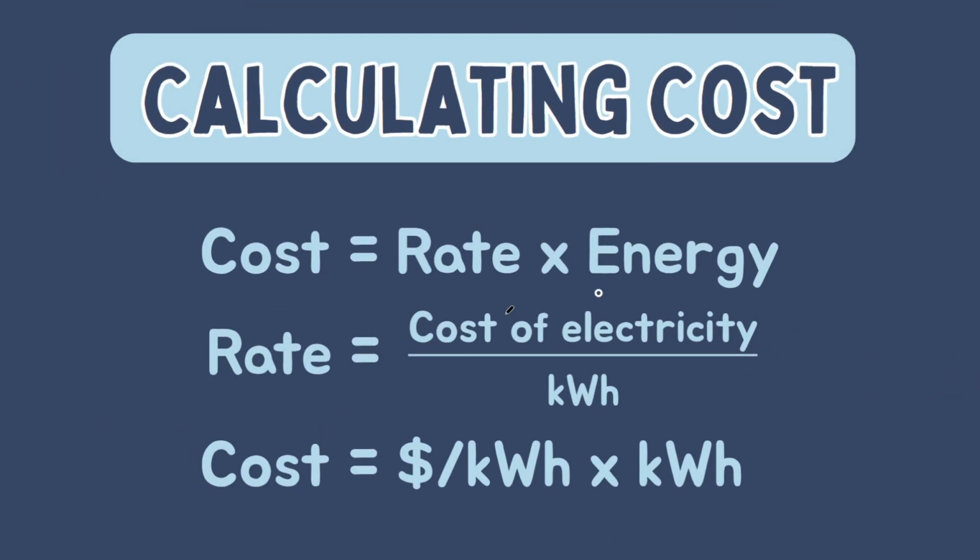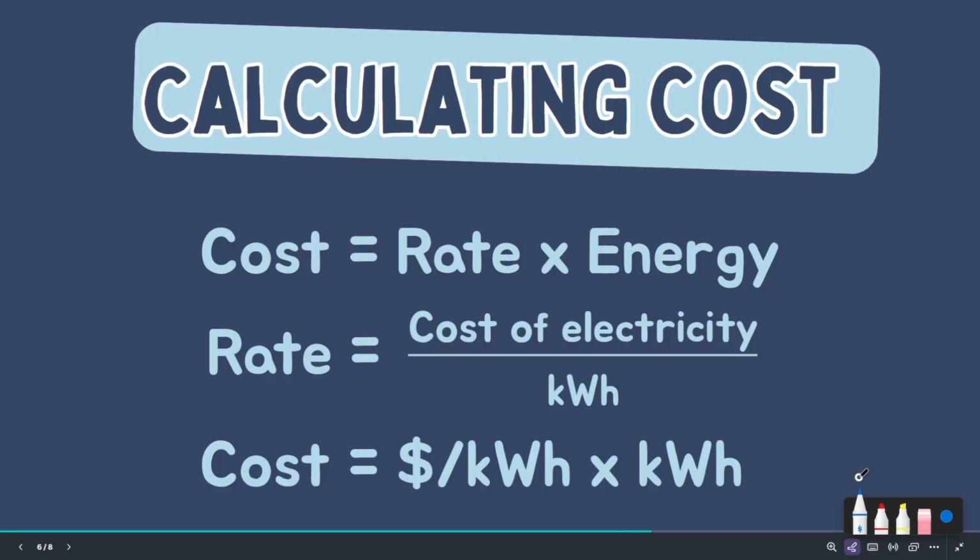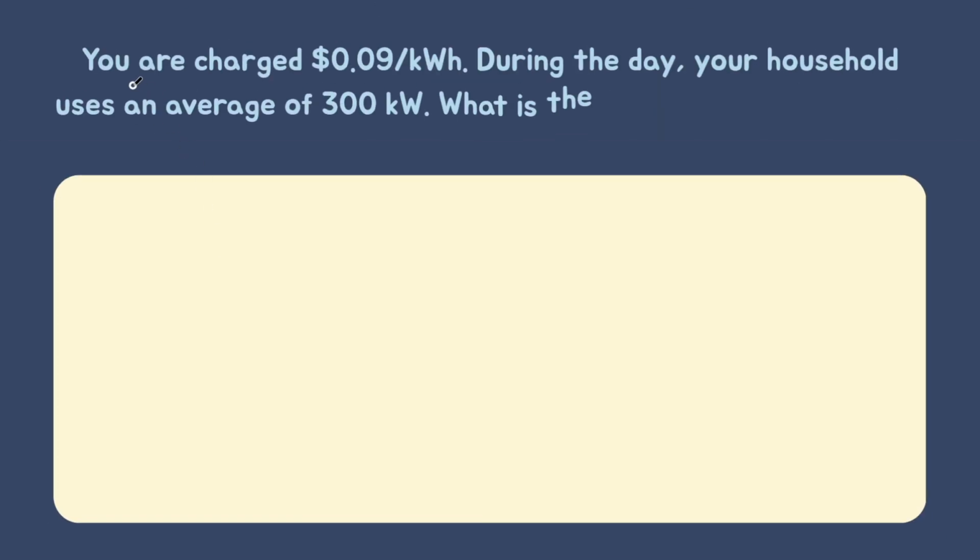Calculating cost. Cost equals rate times energy. And rate is basically the cost of electricity. So let's say it's $0.09 per kilowatt hour. And that's basically what this is saying. So cost would equal money per kilowatt hour times however much you use. Let's do a practice question.